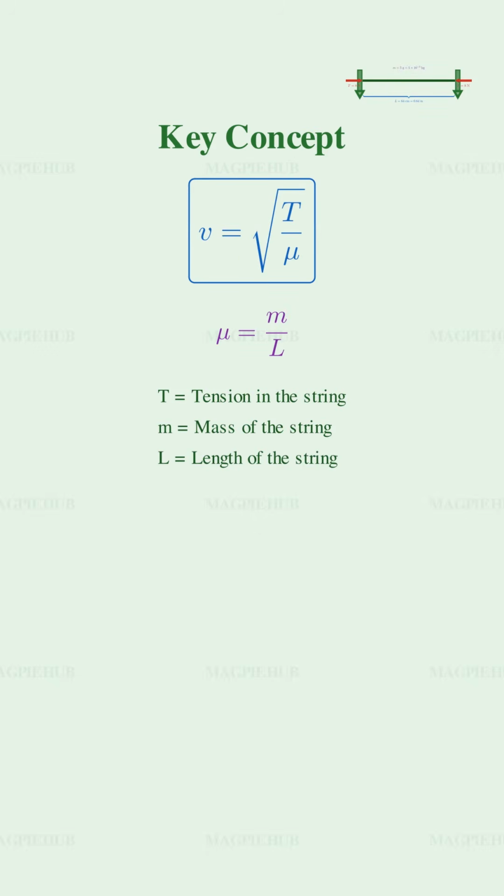The speed of a transverse wave on a stretched string is given by wave speed V equals the square root of tension T divided by linear mass density mu. Linear mass density mu is defined as mass per unit length, that is mu equals mass m divided by length L. This formula tells us that higher tension means faster waves, and heavier strings carry slower waves.